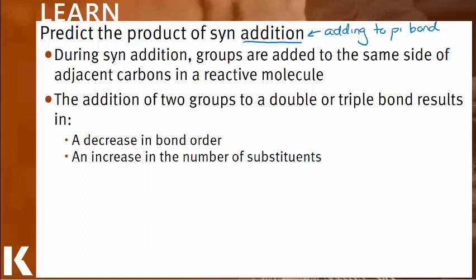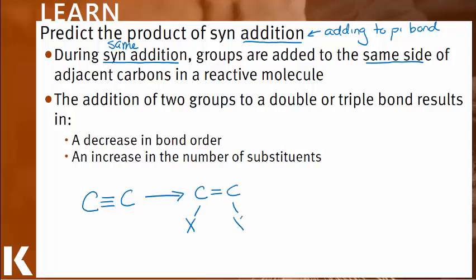Now, one type of addition reaction is a syn addition. Think syn for same. During syn addition, we add the groups to the same side of the pi bond. And during addition reactions, we can observe a few different things. So let's look at an example where we start with an alkyne, and we add via a syn addition pathway. So we'll see our two substituents will be added to the same side of that double bond.